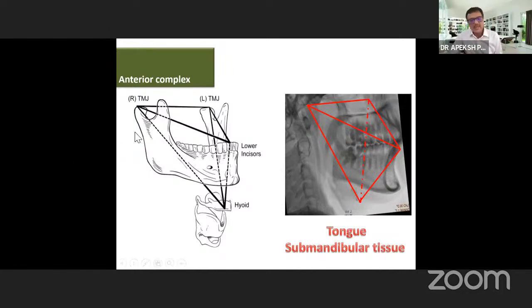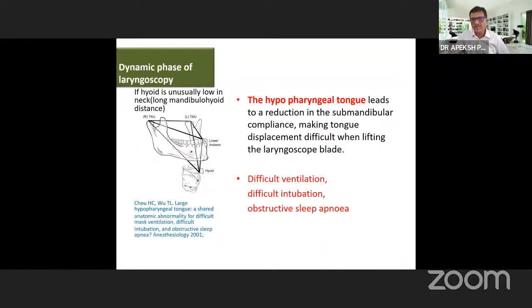Let's discuss another scenario. Suppose in this anterior complex the mandible is normal. This anterior complex is normal. But there is an enlargement of the tongue in case of obesity. Because of excessive soft tissue enlargement in the tongue, see, this enlarged tongue is not possible to accommodate by the anterior complex. Again, this tongue shifts down here into the hypopharynx, and that's the culprit. That's the reason for difficult mask ventilation and difficult intubation, as well as development of obstructive sleep apnea.